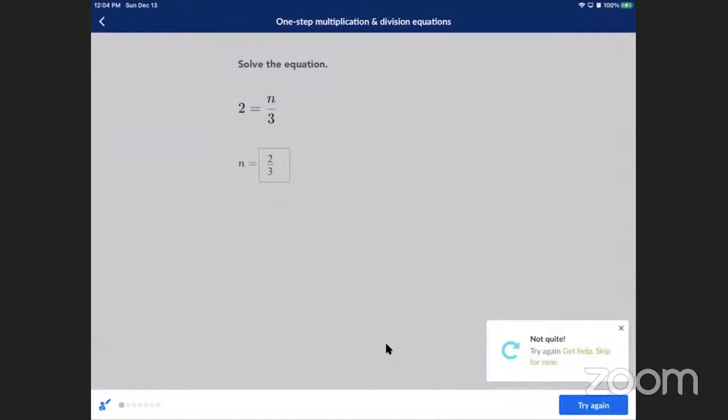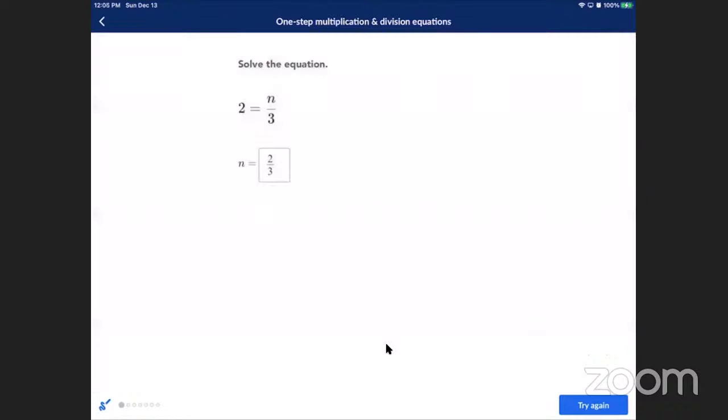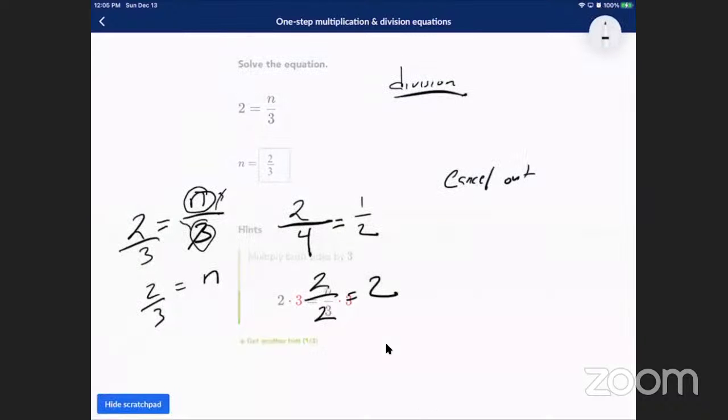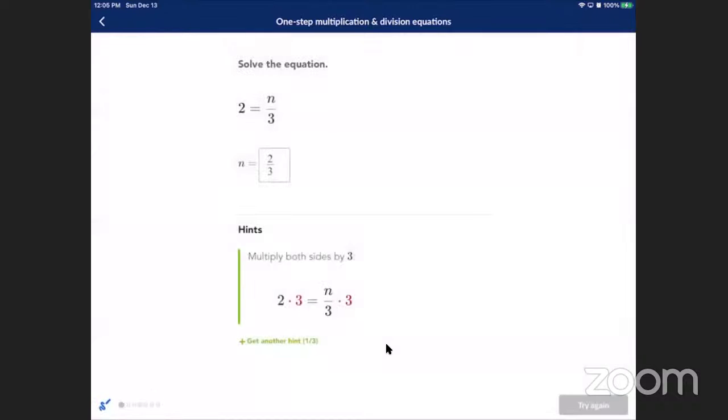No, it's not. So the next thing we would have to do is, can we get n by itself? Let's see. Oh, yeah. You have to multiply by 3 on both sides. And once we do that for both sides, you end up with 6 equals n.